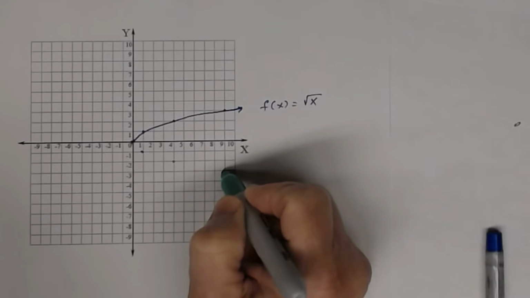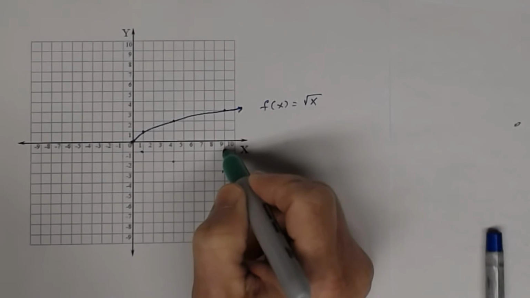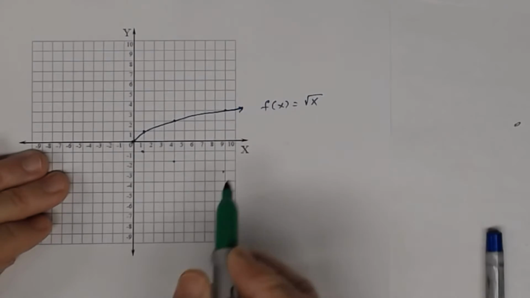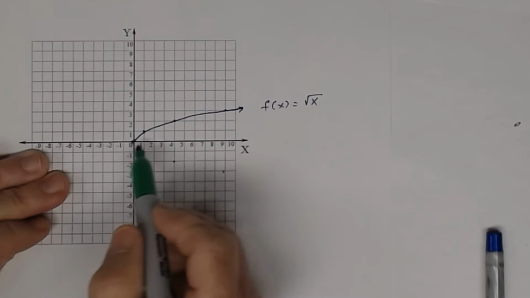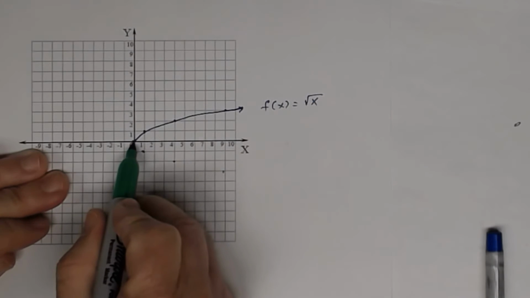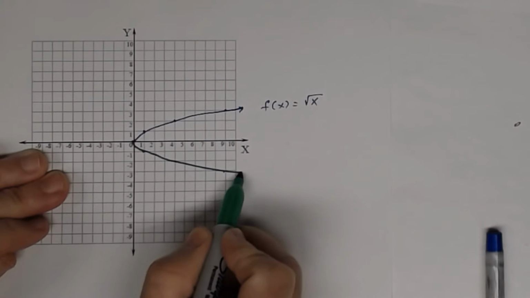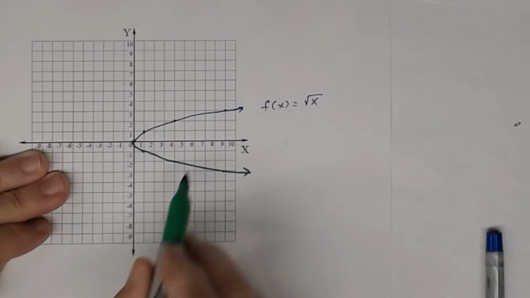And so if you, let me make sure I draw this correctly. So when you reflect this about the x-axis, you get this right here. All right, so this right here is a reflection of this.